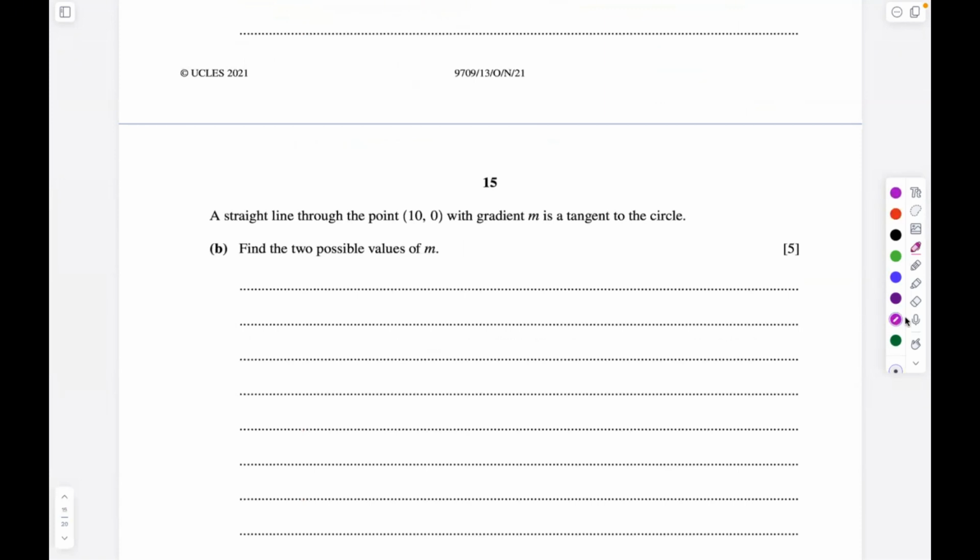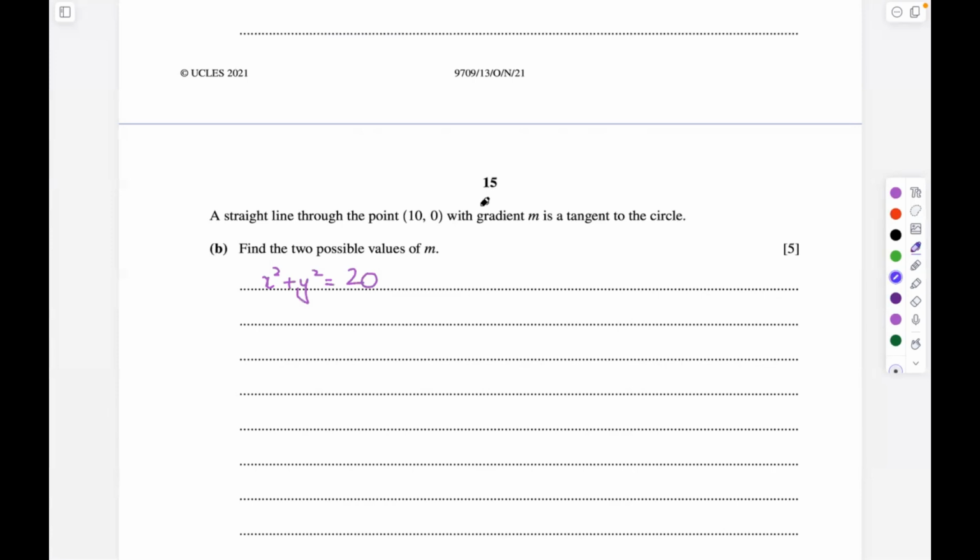In part B, it says that a straight line through the point (10, 0) with gradient m is a tangent to the circle. We have to find the two possible values of m. Now we know that the equation of the circle was x squared plus y squared equals 20. And a straight line passing through the point (10, 0) has a gradient m.